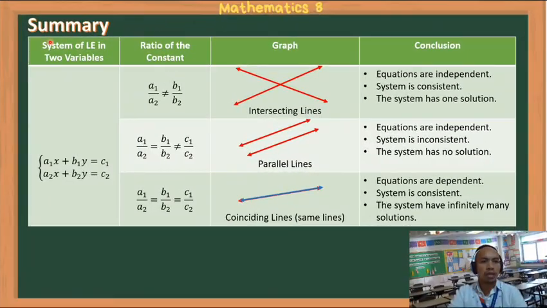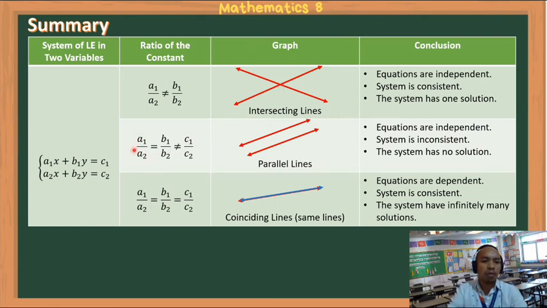So to sum it up, this is the given system of linear equations. If a sub 1 over a sub 2 is not equal to b sub 1 over b sub 2, we can automatically conclude that for this system, the graphs are intersecting lines. So what would be our conclusions? The equations are independent, the system is consistent, the system has one solution, which is the point of intersection.